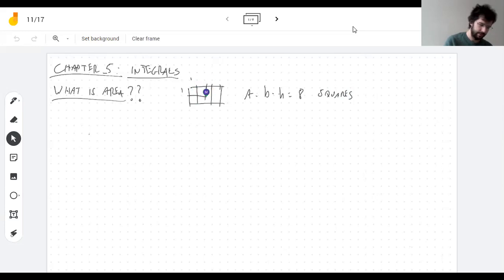So when I say the area is 8 squares, I mean that this rectangle takes exactly as much room as 8 little squares. So even without saying what the area is, you know what the area of a rectangle is very clearly, because the base times the height gives you the number of squares that fit in there. And if you get fractions, well, the number of fractions of squares, you know the area.